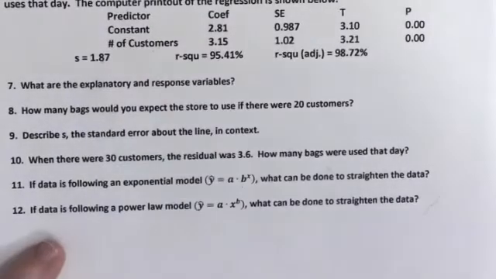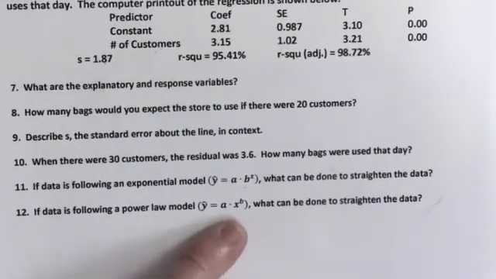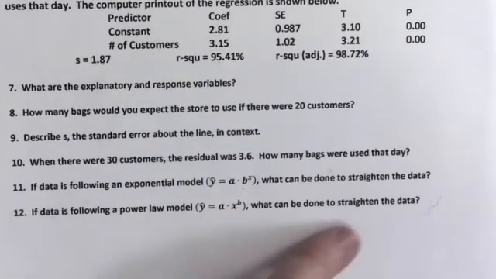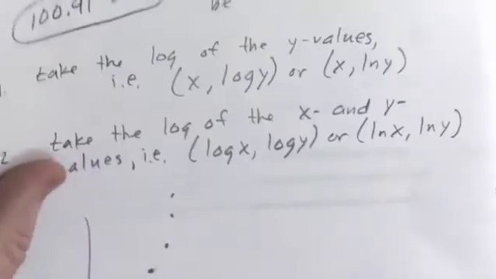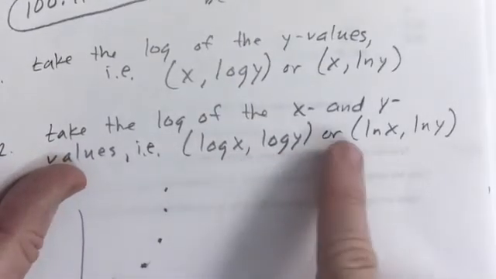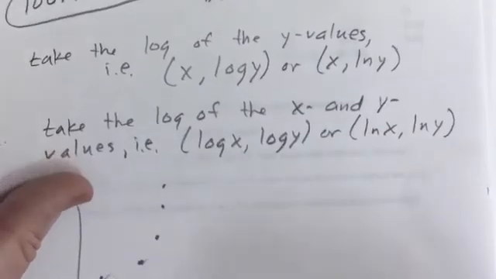And then what if it's following a power law? Well, a power law where x is the base and it's being taken to a power, like y is equal to x squared or something like that. What can be done to straighten it? Following the power law, you can take the logarithm of both the x's and y's, just like that, or you can do it with ln. And so there you go.